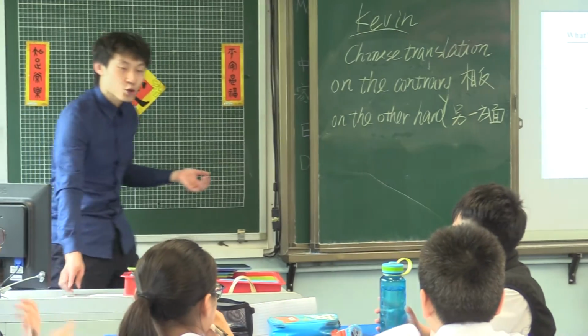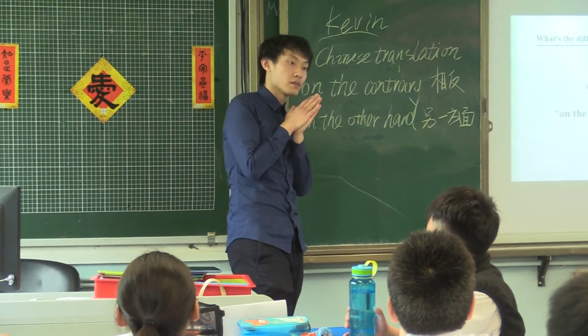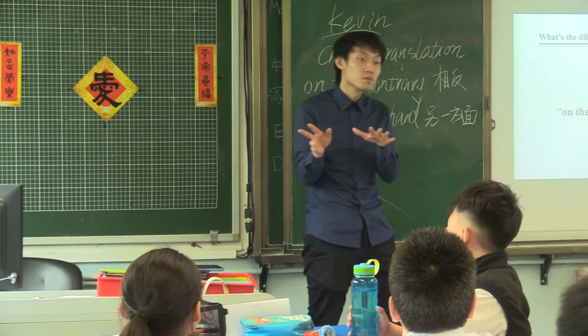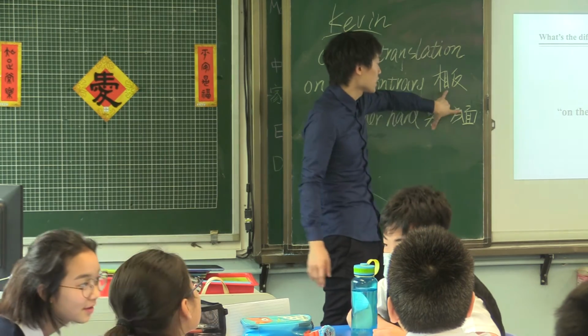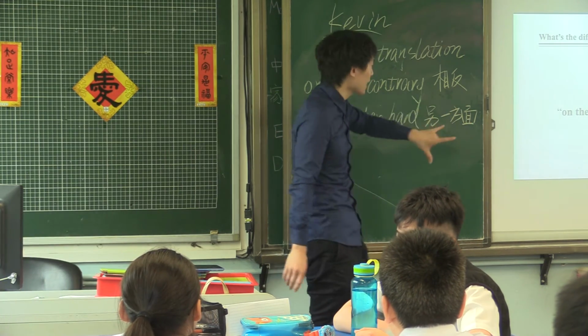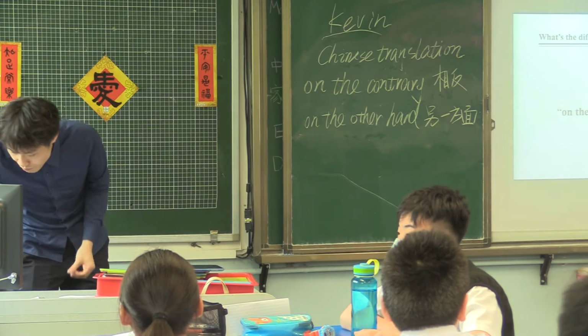So, anybody, do you know the difference between on the other hand and on the contrary? I mean, in English. No? Okay? Because in Chinese, this is pretty obvious. It's clear. But in English, that's different. Okay?